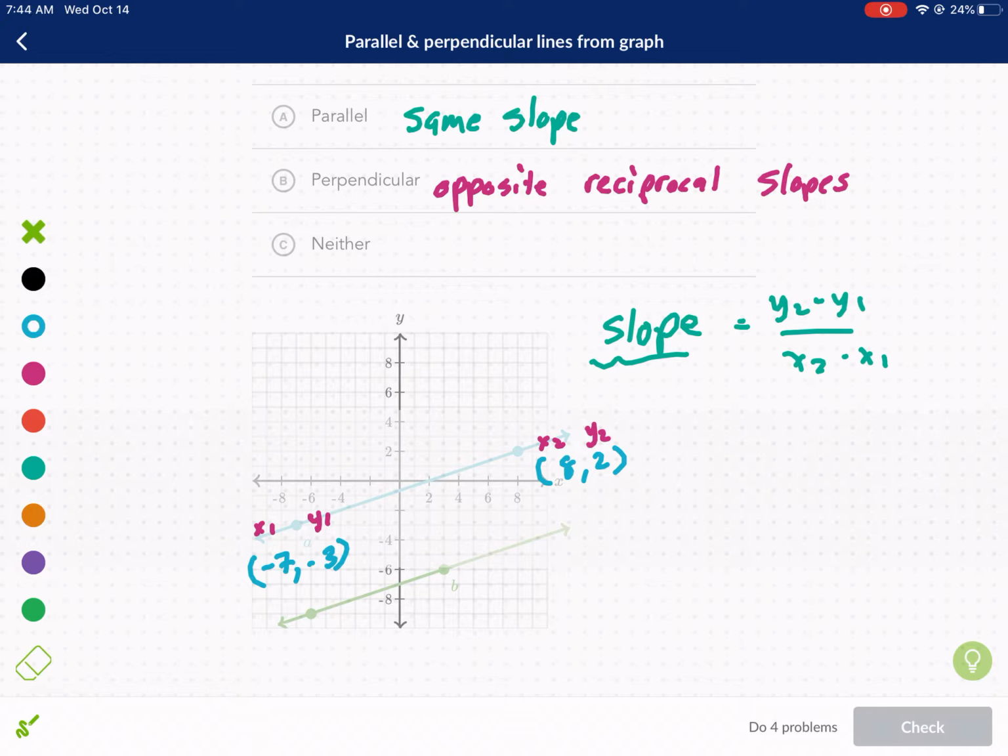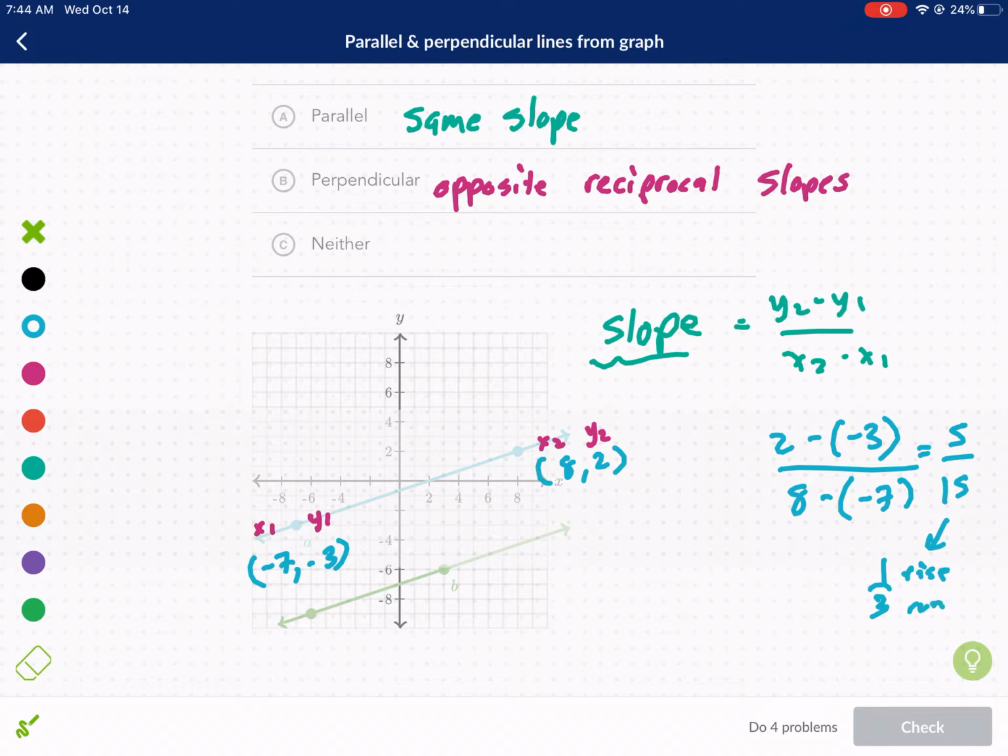So y2 is 2, y1 is -3. Make sure you put that in parentheses. Then we have x2 is 8, and x1 is -7. So then I get 2 minus -3 is 5, and then we get 15. So that is 1/3 reduced. So 1 over 3. Essentially that means I rise 1 and I run 3. So now we just need to see if it's the same for this green one.